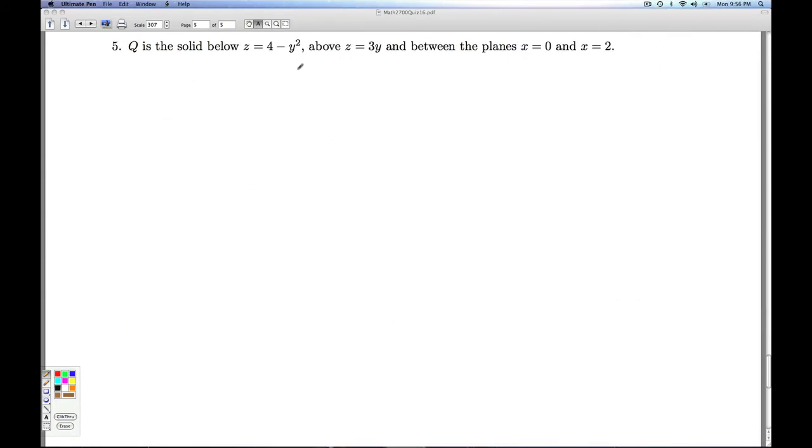Finally, number 5, we're looking at the solid which is below z equals 4 minus y squared, above z equals 3y, and between the planes x equals 0 and x equals 2. Well, this is the second or third time we've seen this. The constant bounds on the x and the fact that x is free in these two equations means we're going to have the base in the yz plane. And then the x is just going to serve as the height. So let's just graph what's going on in the yz plane.